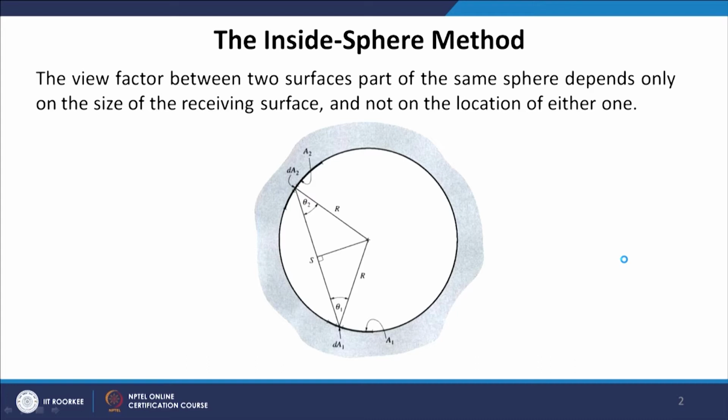In the previous lecture, I discussed some of the methods to evaluate view factor between two surfaces bounded by vacuum. In this lecture, we will study a few more methods to find view factors between surfaces. The methods that we are going to discuss in this class are for special configurations of plates. We will discuss the inside sphere method, the unit sphere method and the Monte Carlo method.